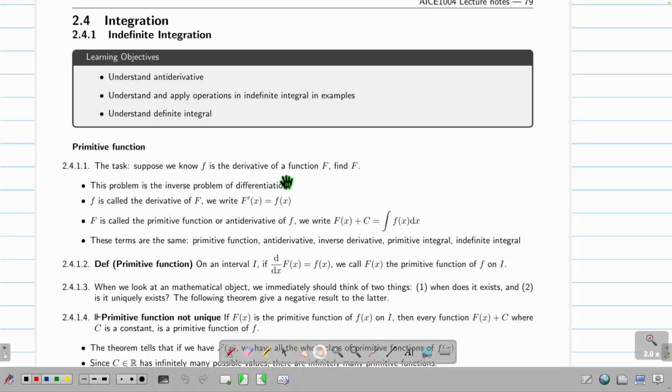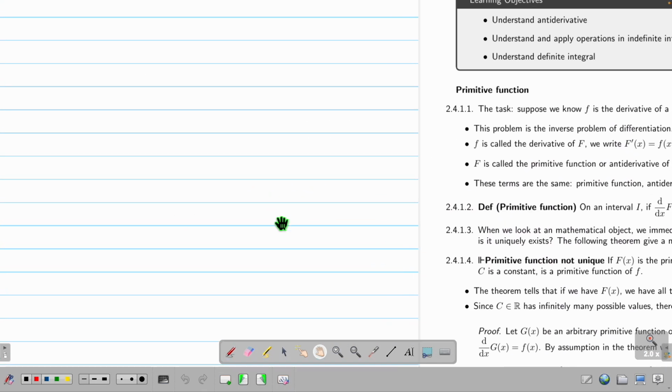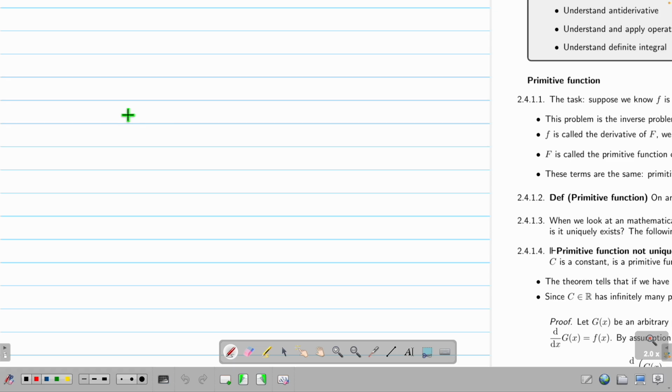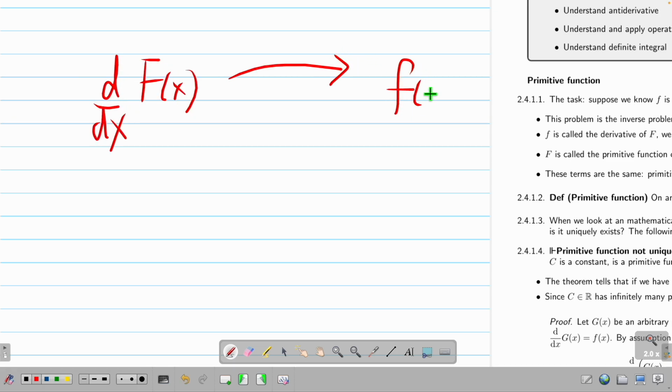Integration, here are a bunch of things. You read it in your spare time. Let me explain it in a very quick way. So I have a big F, I do this, then it gives me small f. And then integration is exactly this.